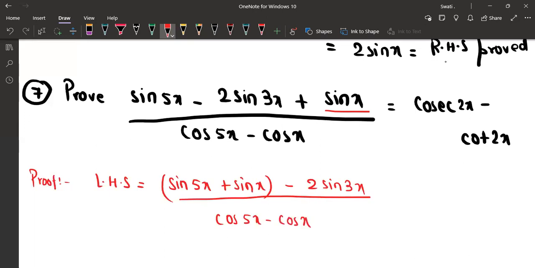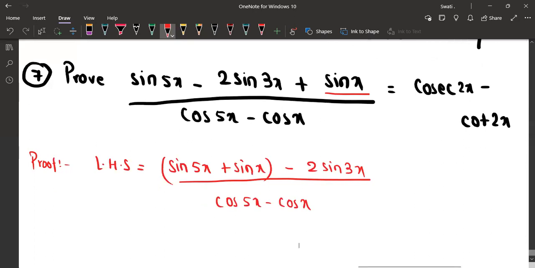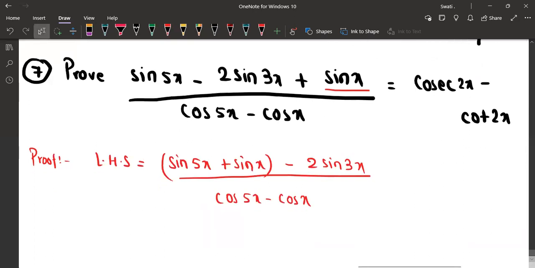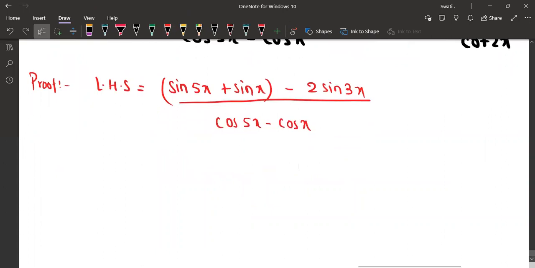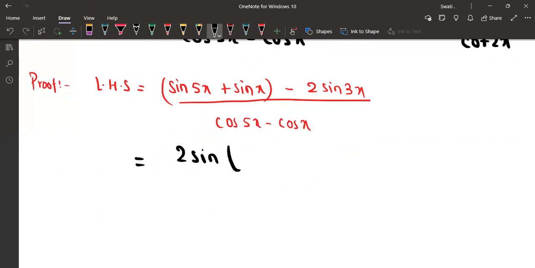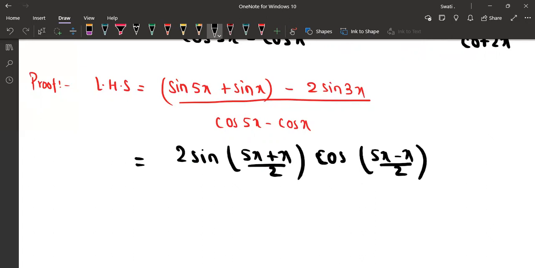All right. So now, in the numerator, we can see the formula sin C plus sin D, and in the denominator, we can see the formula cos C minus cos D. So using the formula of sin C plus sin D, it will become 2 sin((C plus D) by 2), that is 5x plus x divided by 2, and then cos((C minus D) by 2), that is 5x minus x divided by 2. And then this minus 2 sin 3x as it is.